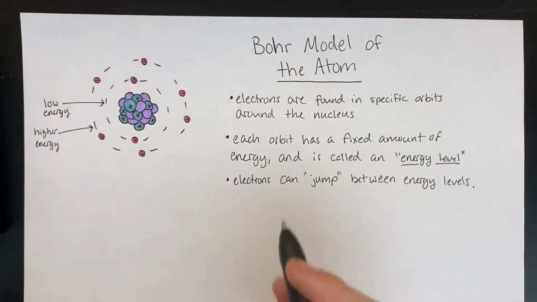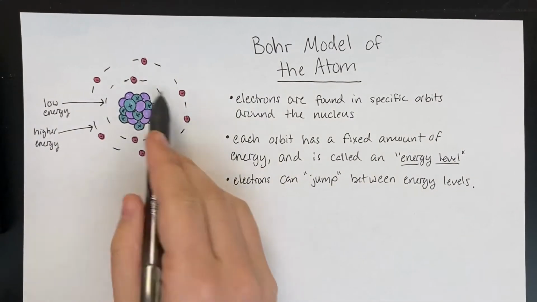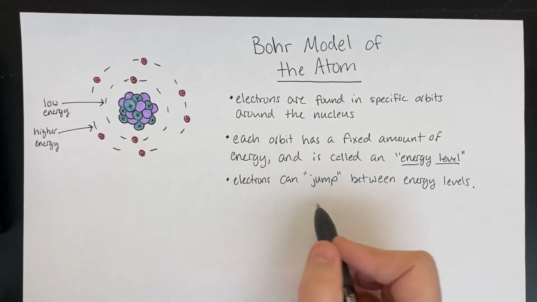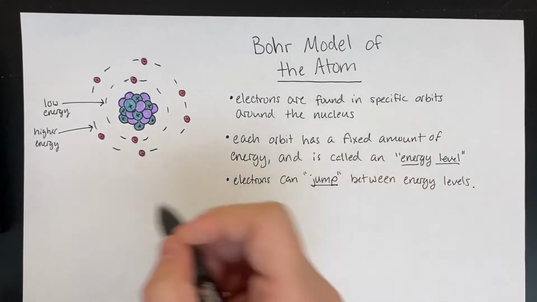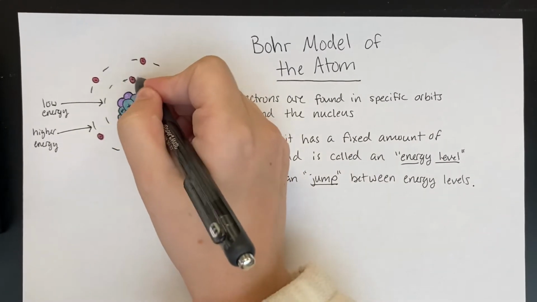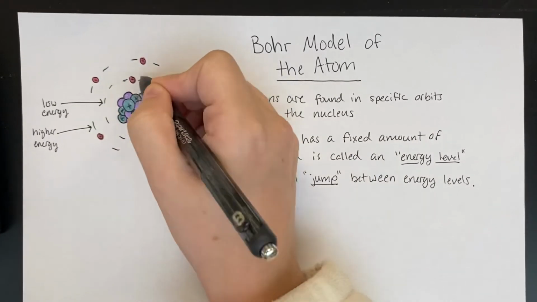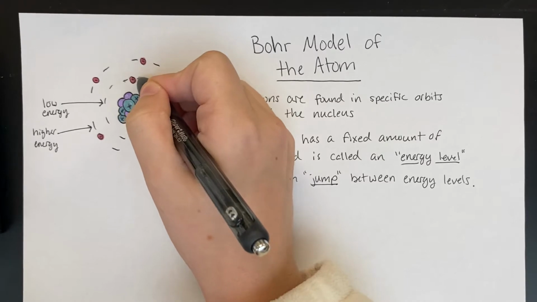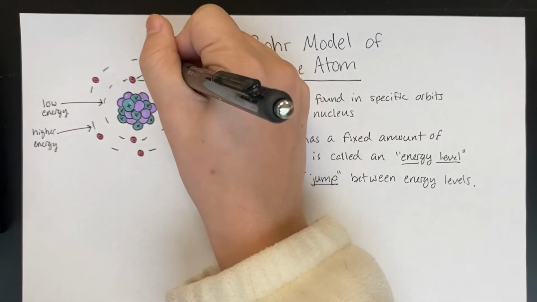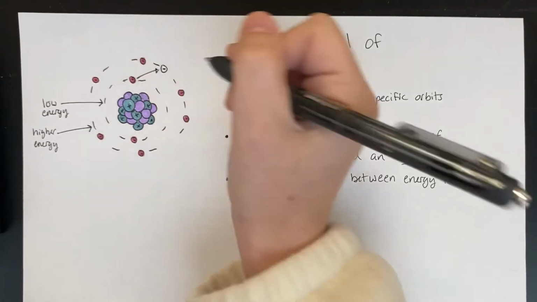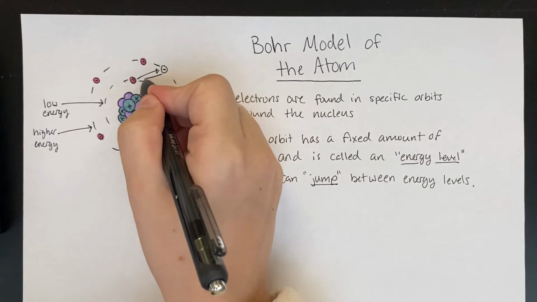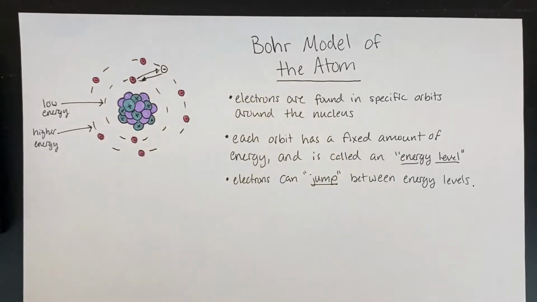And the last part is that these electrons are not contained within that same energy level. They actually can jump between the different energy levels. For example, this electron right here is in the lower energy level, but if it wants to and it has the energy to, it can jump and relocate to the higher energy level. But it can also decide that it wants to jump back.